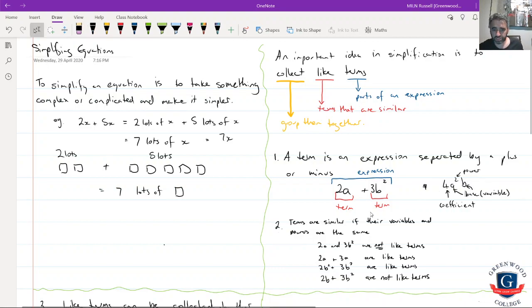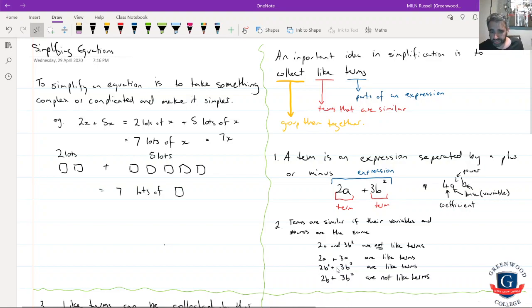Now, we say that 2 terms are similar, or like, if their variables and attached powers are the same. So 2a is one term, 3b squared is another term. They are not like terms because their variables and powers are different. 2a though and 3a are like terms because their variables are exactly the same. We can ignore the coefficients in this case. We're really only interested in the variables and the powers.